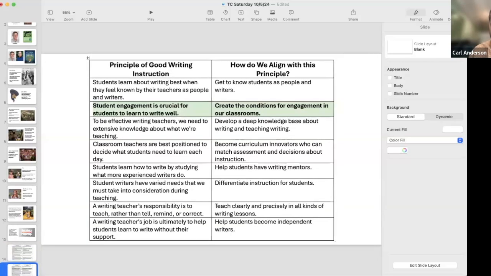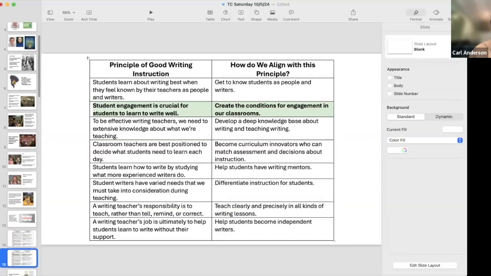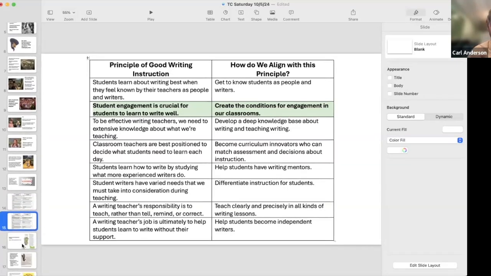So let's go to this one right here. The principle that student engagement is crucial for students to learn to write well. We know from Ellen Keene's wonderful book on student engagement that learning is accelerated when kids are engaged. They have much more positive attitudes about writing, about themselves as writers, and they just learn better when they're engaged. And so the actions that we need to take to make sure that we're aligned with this principle is we need to create the conditions for engagement in our classrooms. So let me just talk about one action that we can take to create better conditions for engagement and help us be better writing teachers.